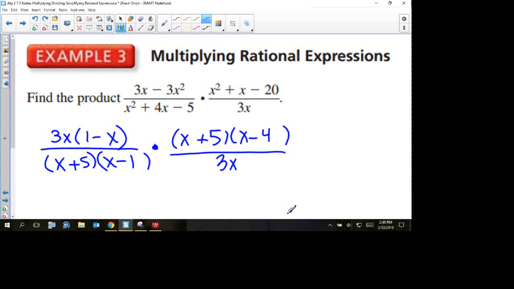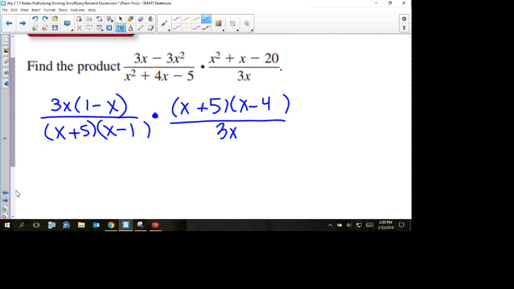Now I'm going to do the domain restriction. That's our whole set. So x cannot equal negative 5. X cannot equal 1. And over here, this is also a denominator. If you're not sure how to figure it out, you set it equal to 0 and solve it.